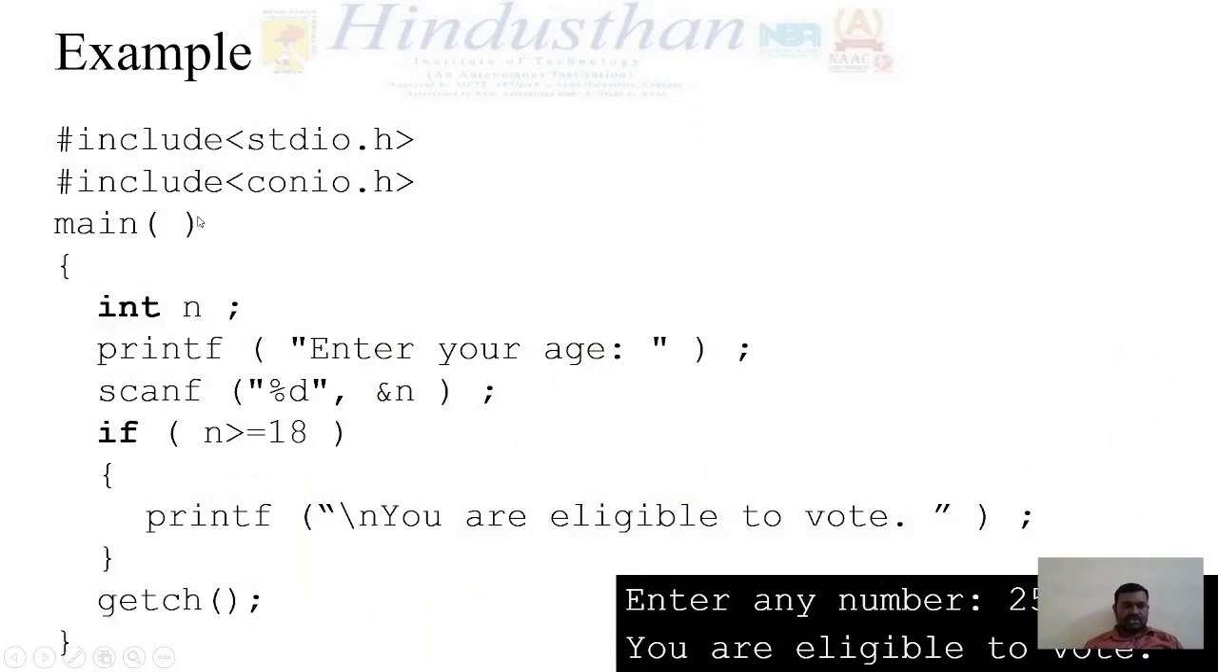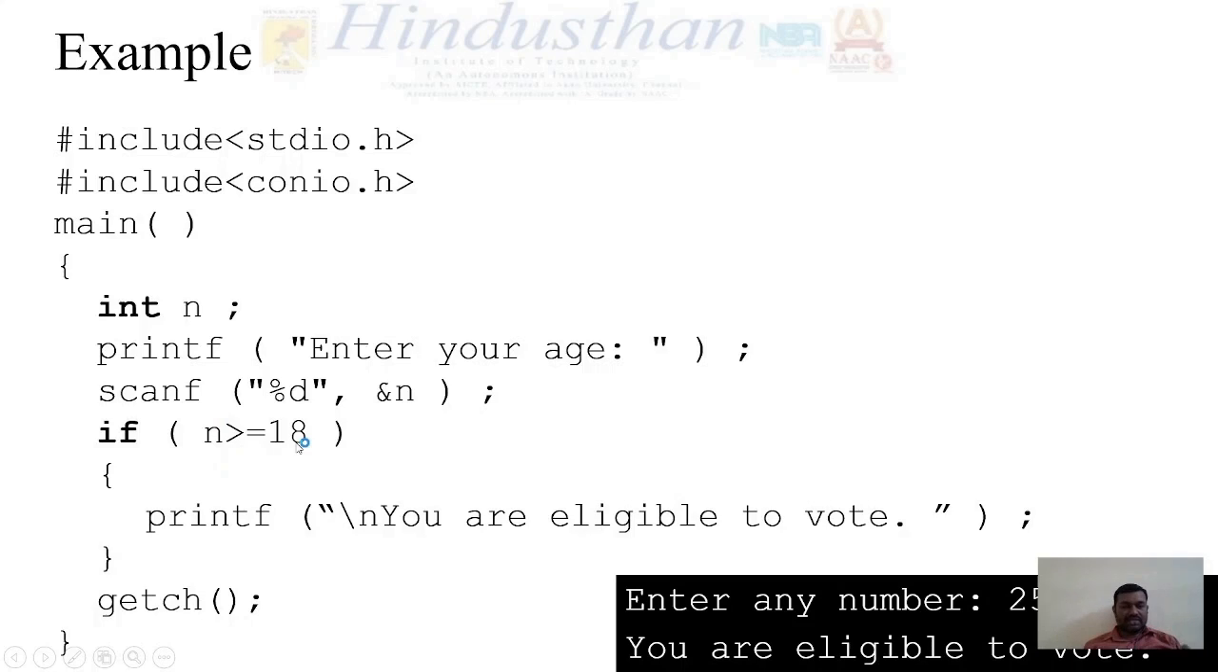These are the header files and the main function, and we are going to declare variable n as an integer data type. Then you get the value of the variable by using the scanf statement, and you give the if condition. Here is the decision-making statement. In the body of the if, you give a statement, and the condition is n is greater than or equal to 18.